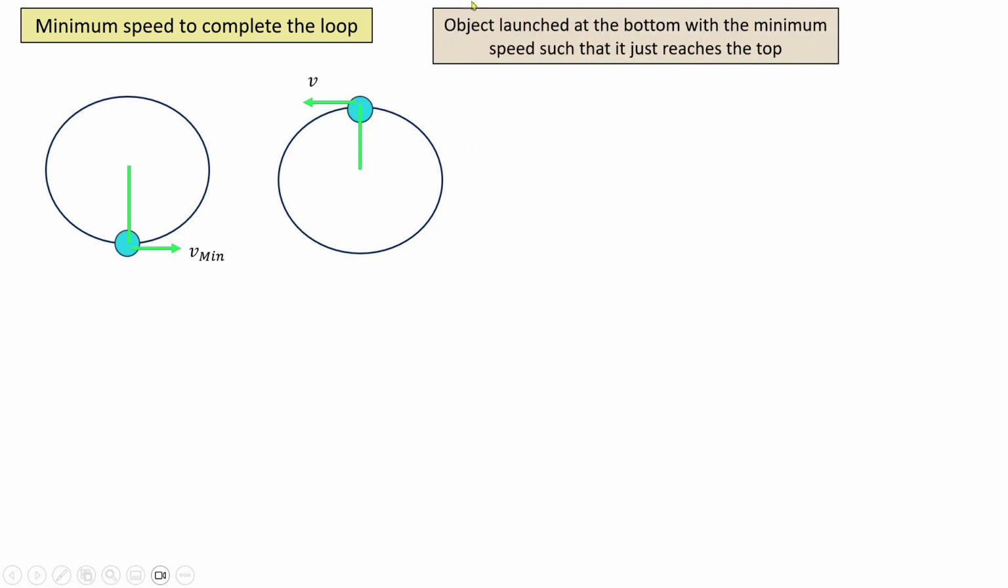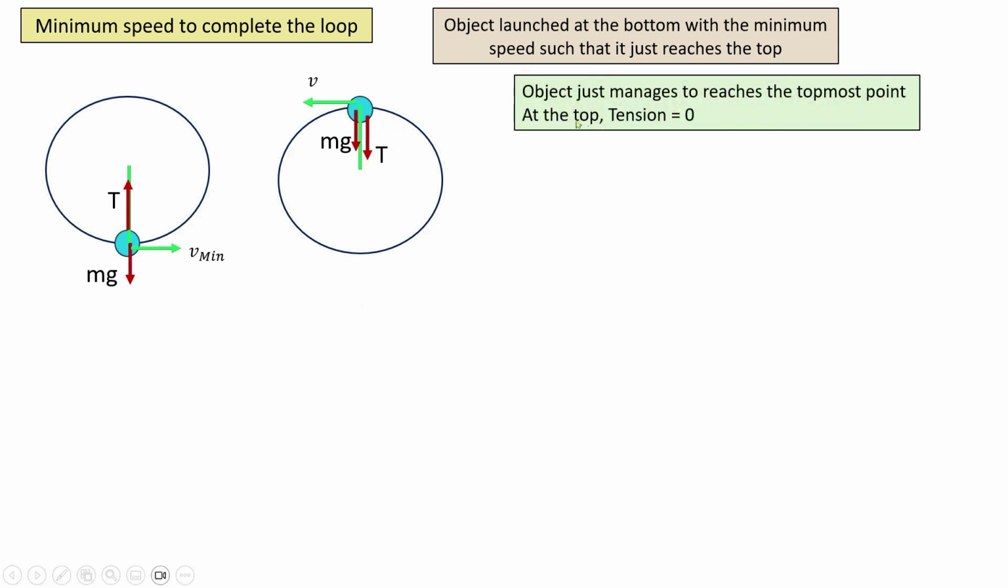So let's read. Object is launched at the bottom with the minimum speed such that it just barely reaches the top of the circle. If we try to apply step number one, which is to draw the free body diagram at the bottommost point, mg is downwards, but the direction of T is upwards. In situation 2, when the ball was at the topmost point, we saw that mg and T both were towards the center of the circle.